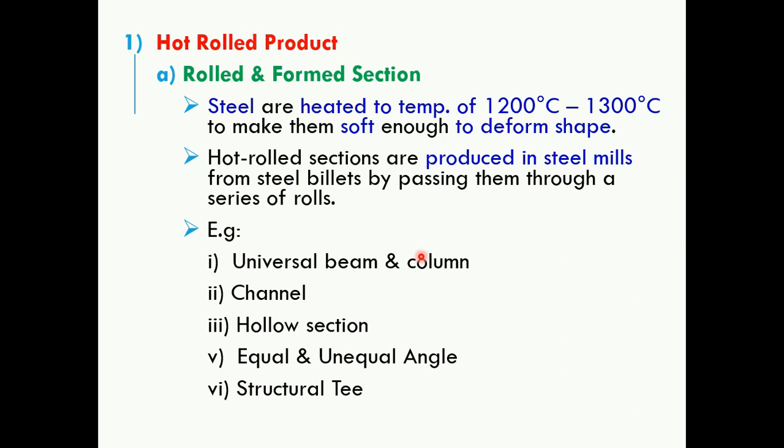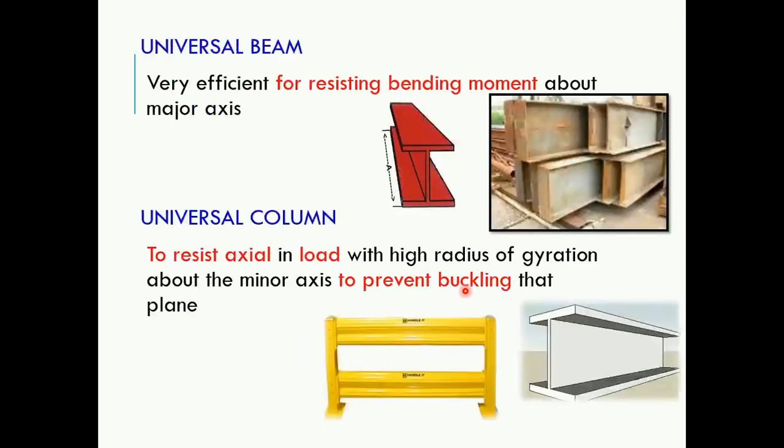So the first product is roll and form section. These sections are produced in a steel mill from steel billet by passing through a series of rolling. Examples of roll and form sections are universal beam and column, channel, and so on. This is an example of a universal beam, very efficient for resisting bending moment. Normally we call it an I beam, since the shape is I.